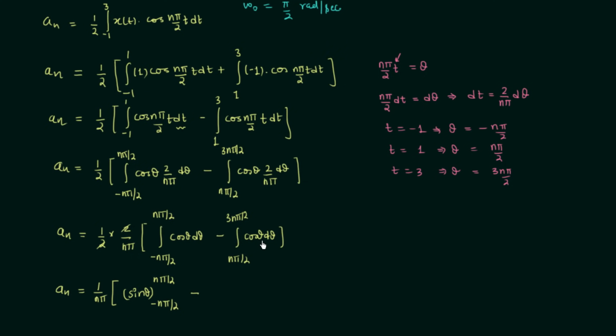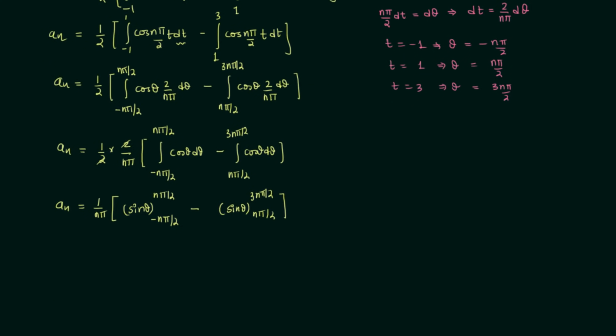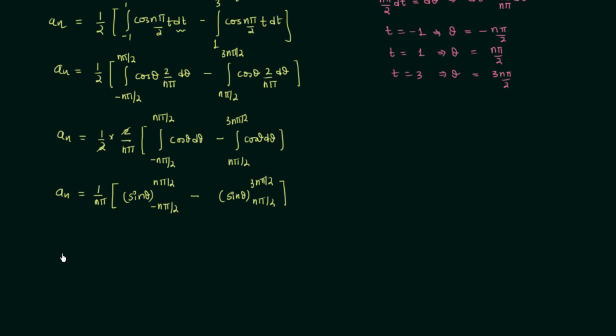And again the integration of cos theta is equal to sine theta. The lower limit is n pi by 2 and the upper limit is 3n pi by 2. Now we will put the lower and upper limits and we will see what we have. First we will deal with the result from the first integral, and we will have sine n pi by 2 by putting the upper limit.